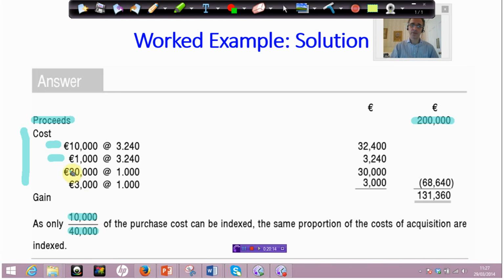But the element that relates to the development value, i.e. the difference between the 40 and the 10, i.e. 30, can be indexed up, but only at 1. So in effect, you're not indexing it up at all. Now, unusually, they do the same thing with the costs.